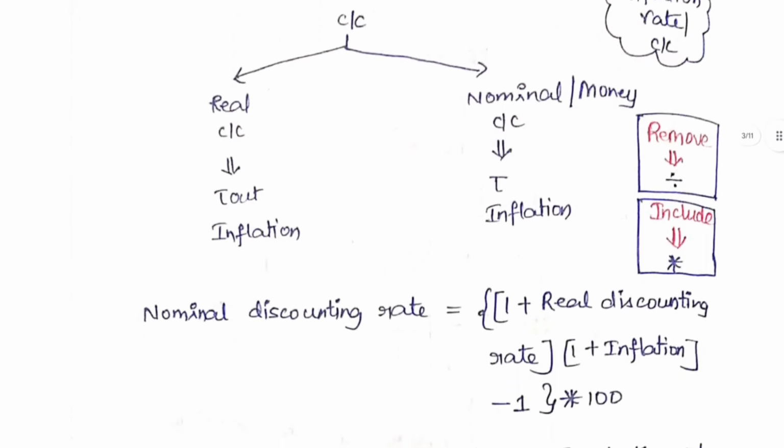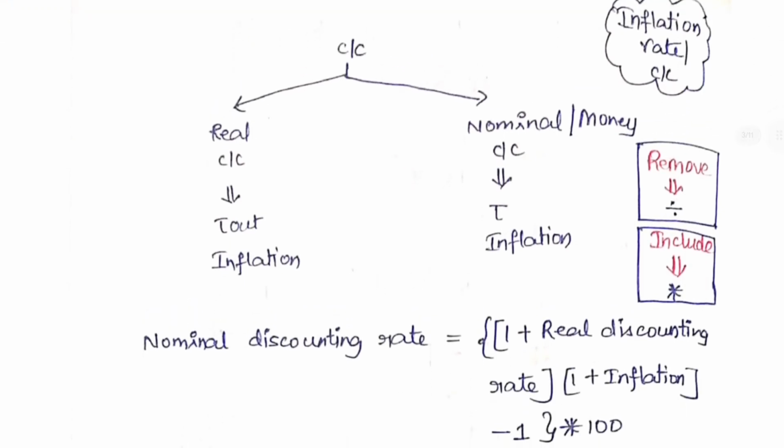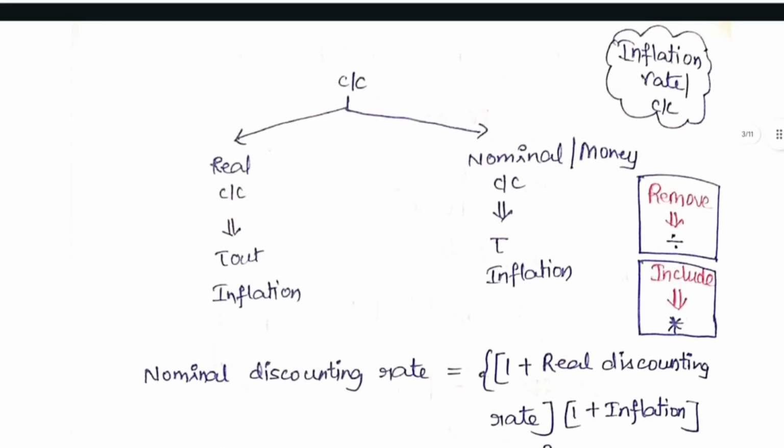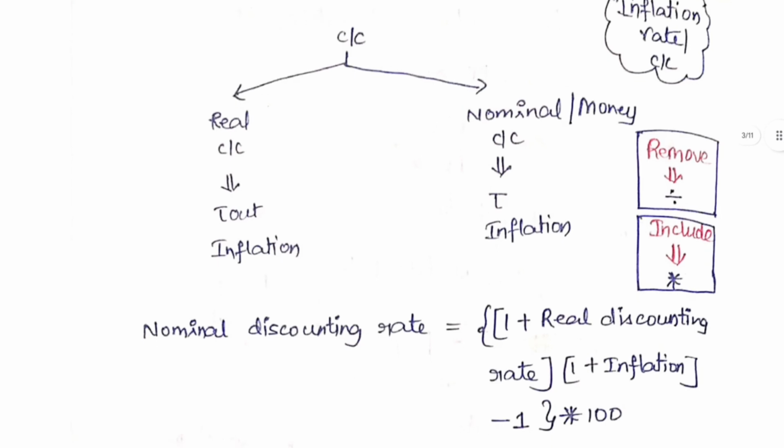Next, cost of capital. Cost of capital is of two types: real cost of capital and nominal or money cost of capital. Real cost of capital means without inflation. Nominal or money cost of capital means with inflation. Inflation rate or inflation cost of capital is the third type, meaning with inflation; it is nothing but the nominal or money cost of capital. To remove inflation, we divide. To include inflation, we multiply.